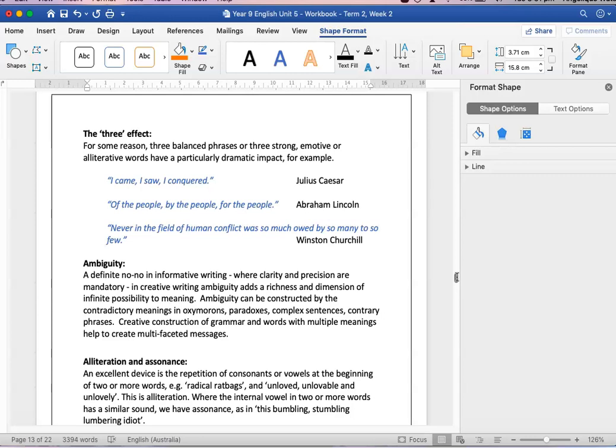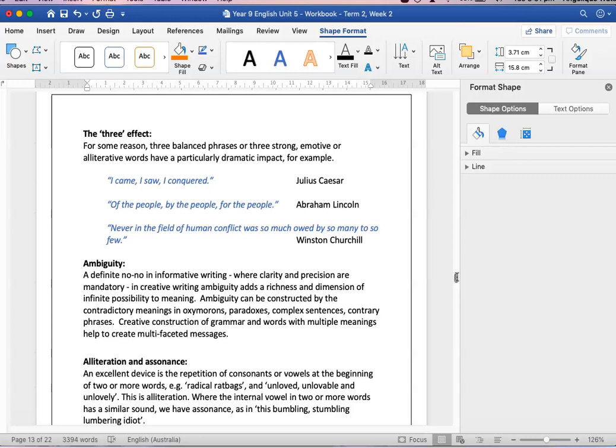Okay, ambiguity is a definite no-no in informative writing. So I think we covered that when we looked at basic types of speeches. Clarity and precision are mandatory in informative writing. So you don't want to be ambiguous. You don't want to be unclear. Ambiguous is another way of saying unclear, okay?